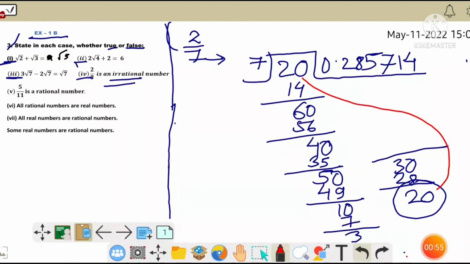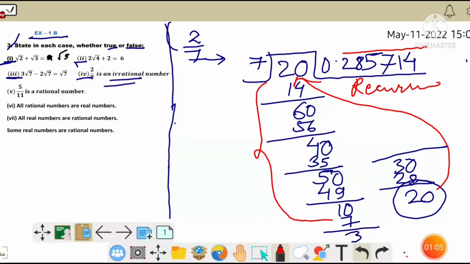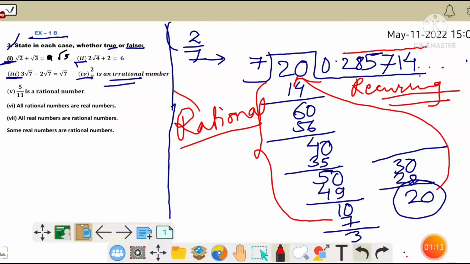If we add a 0, we'll again have the same number, 20. That means everything will repeat again, and this series will come again and again. So these numbers will recur. That means they are recurring. Since irrational numbers are not recurring, this means it is rational, not irrational. So it is false.